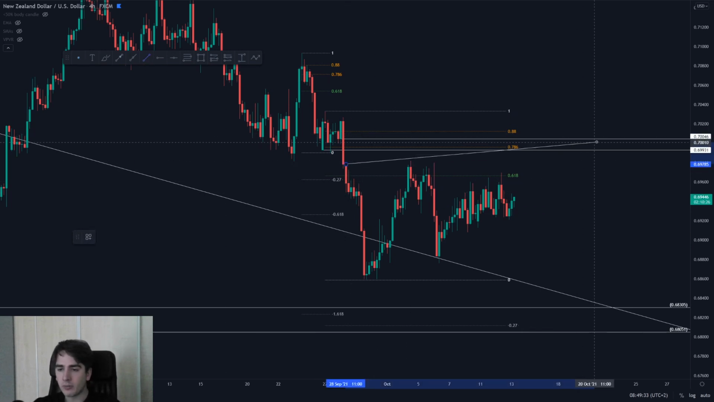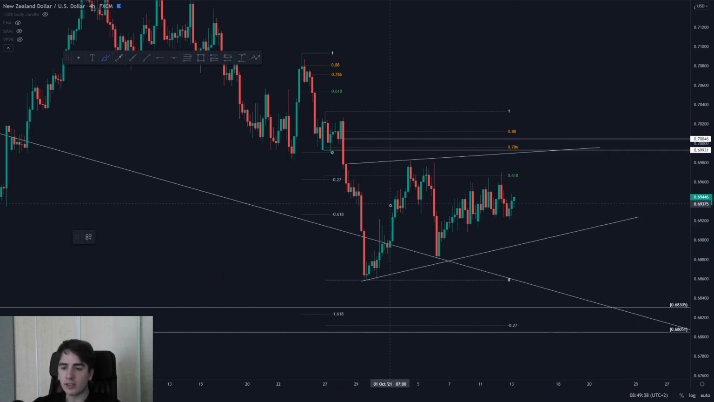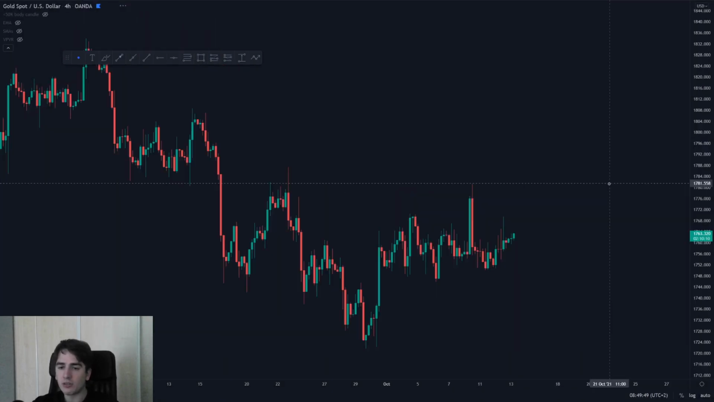What I'm going to be doing is drawing in this kind of like channel slash wedge, and essentially say that we have a 1, a 2, a 3, a 4, and now I'm waiting for that 5th touch before the overall correction. So yeah, that is Kiwi dollar for you guys. Last pair, which is gold.